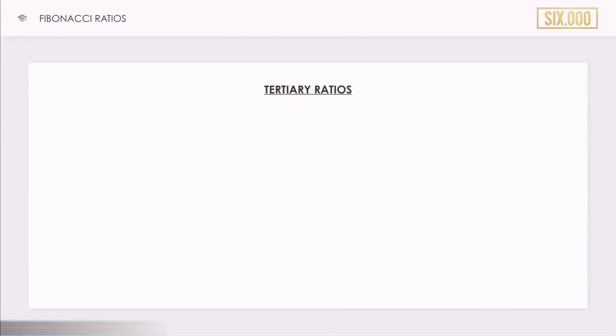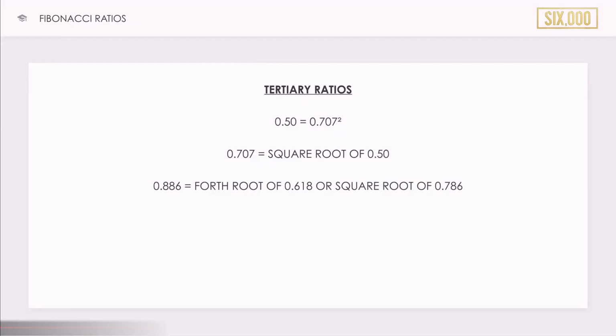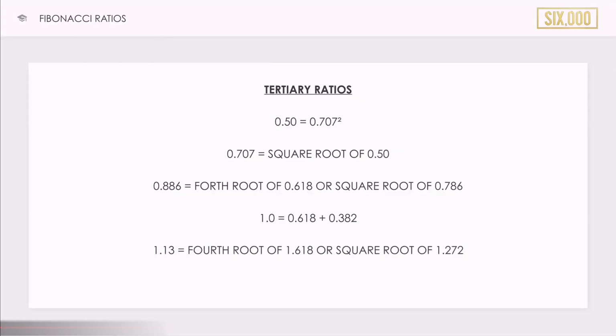Now onto tertiary ratios. There's far more in this topic. 0.5 is 0.707 squared. 0.707 is the square root of 0.5. 0.886 is the fourth root of 0.618, which is also the square root of 0.786. 1.0 relating to the golden section, 0.618, the larger part, to the smaller part, 0.382. 1.13 is the fourth root of 1.618, or square root of 1.272. 1.414 is the square root of 2.0.